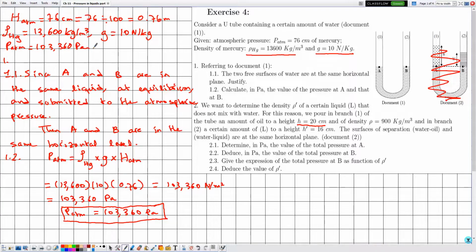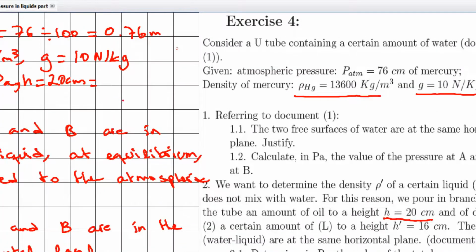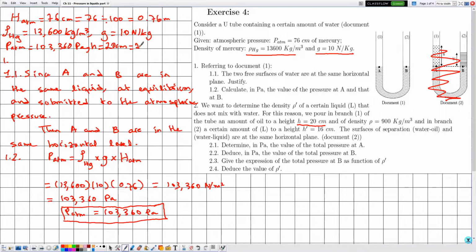Then H is equal to 20 centimeters. Knowing that centimeter is not a unit of length in the SI, in order to convert from centimeters to meters, we divide by 100. Then 20 divided by 100, so H is equal to 0.2 meters, and the density rho is equal to 900 kilogram. So this density is that of oil.